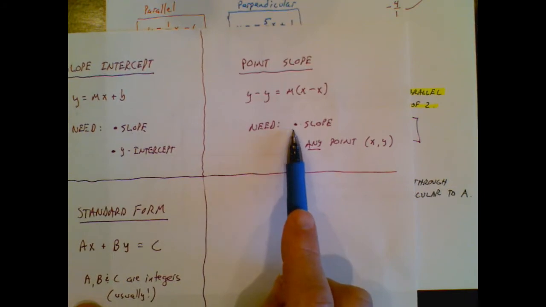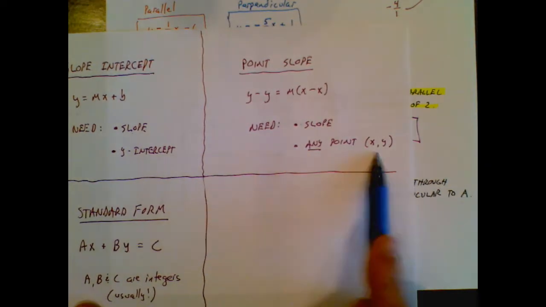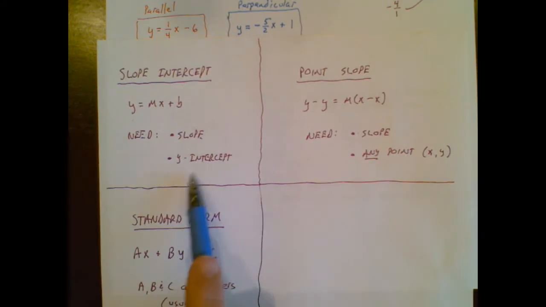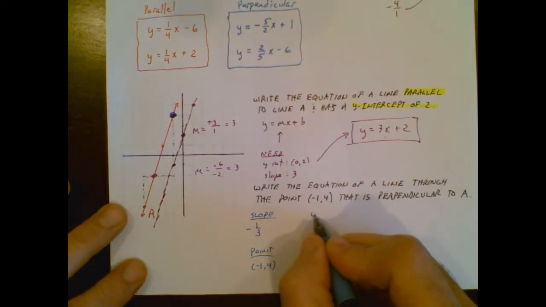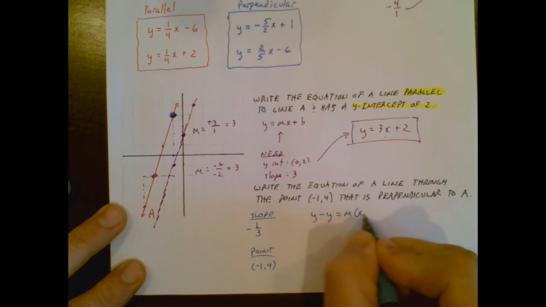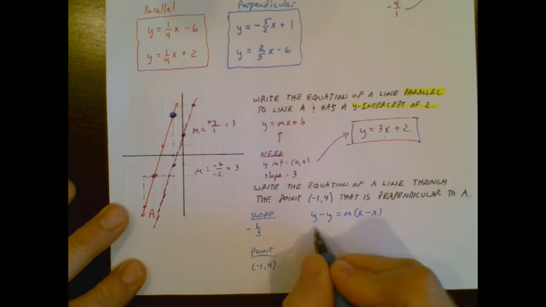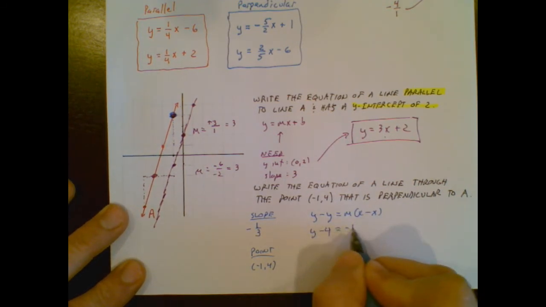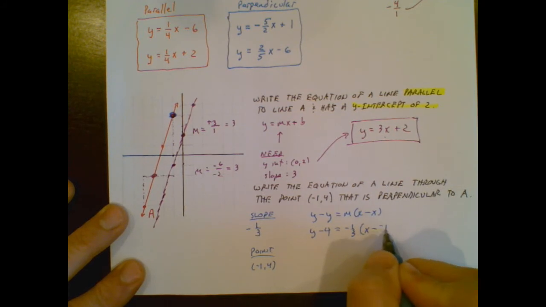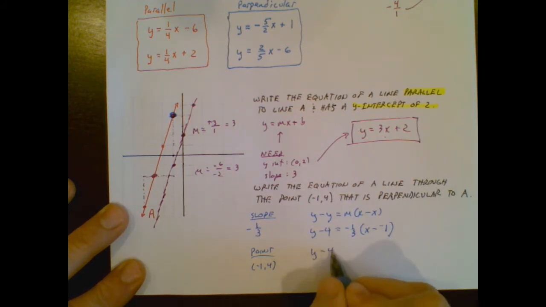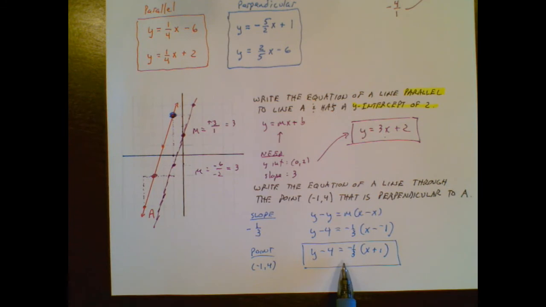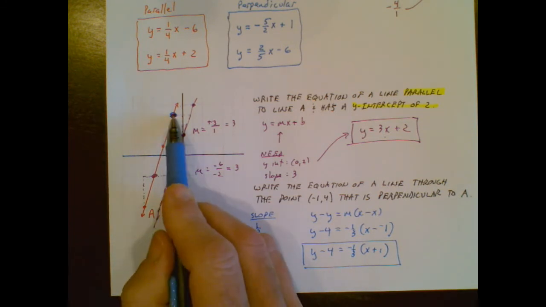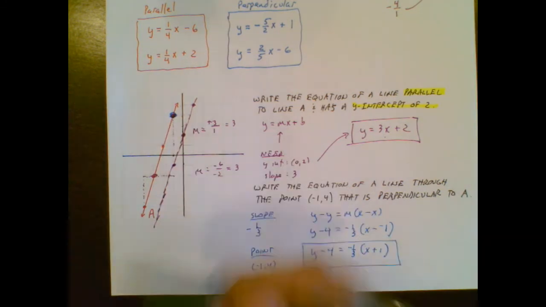Perfect time for point slope, because I have a slope and I have any point. It just doesn't happen to be the special y-intercept. So when I have a slope and any point, I go to this form of an equation. And now I can say y minus 4 equals -1/3 times x minus a -1. Minus a -1 is pretty clunky. So now I have an equation of a line that goes through that point and is perpendicular to line A.